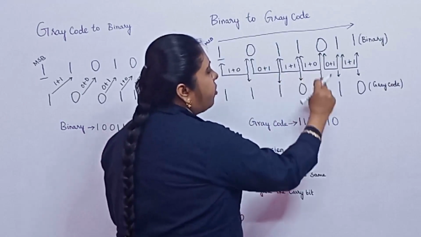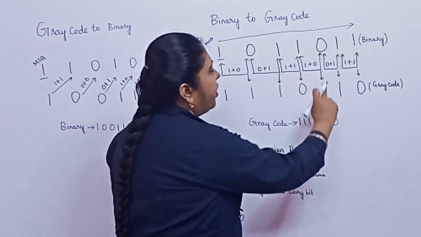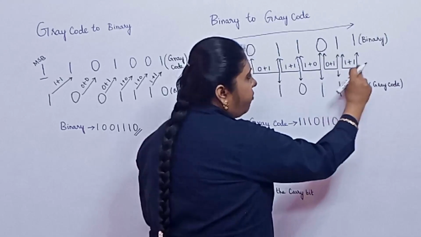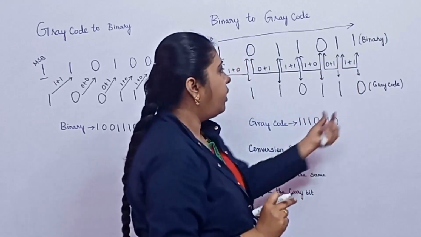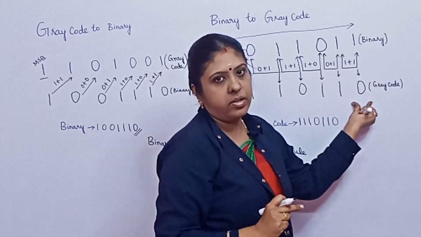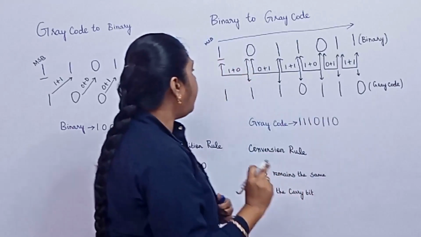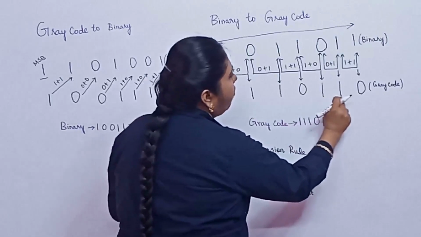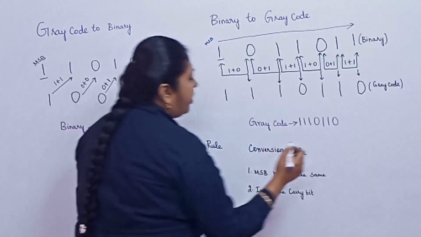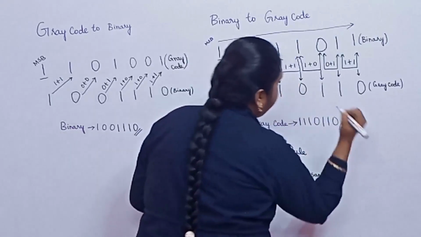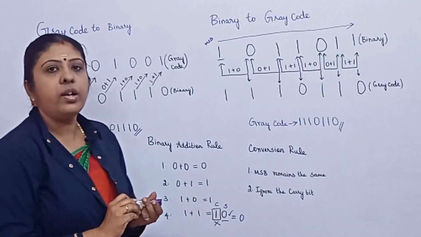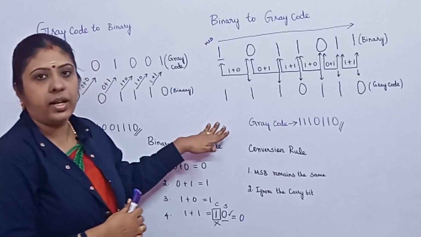Again 1 plus 0, 1. 0 plus 1, 1. And then finally 1 plus 1, ignoring the carry bit, we are getting 0. So the concerned gray code is 11101110. This is the concerned gray code.